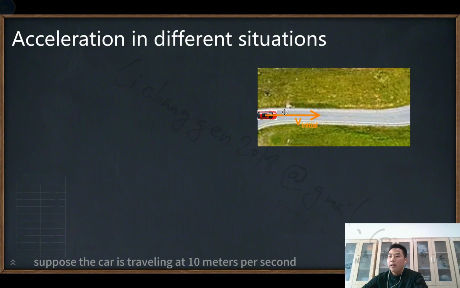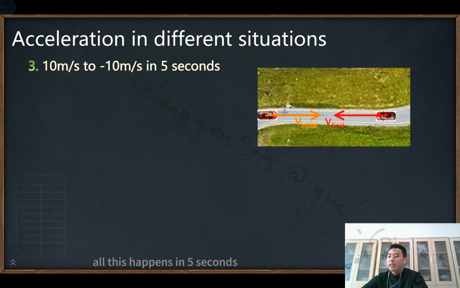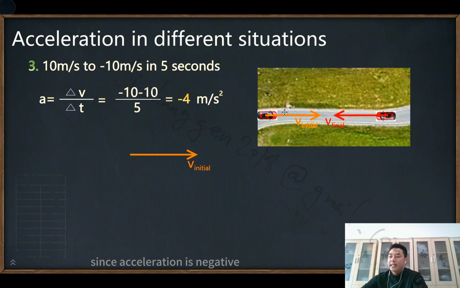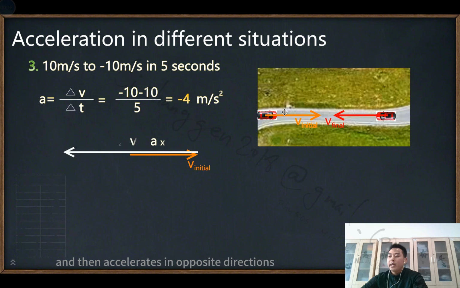Suppose a car is traveling at 10 meters per second and decelerates at the end of the road, and then it travels back on the same road in the opposite direction with the same speed of 10 meters per second. All this happens in 5 seconds. What is its acceleration? The acceleration would be negative 10 minus 10 over 5, so it is negative 4 meters per second squared. Since acceleration is negative, it means the acceleration is in the opposite direction of the initial velocity of the car, so the car decelerates and then accelerates in the opposite direction.